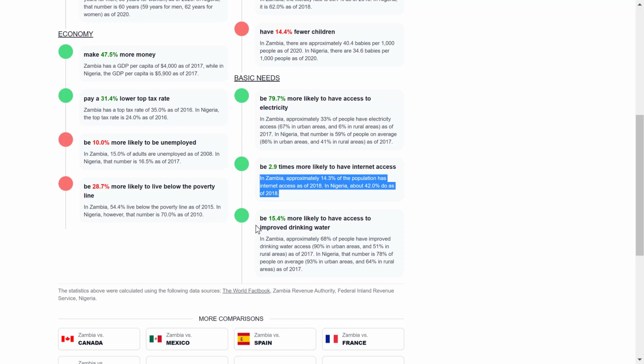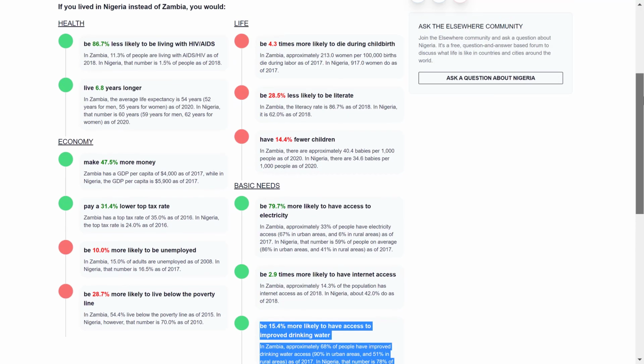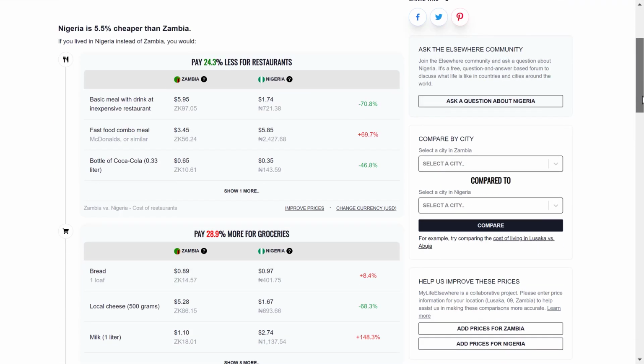Then here, access to improved drinking water. This one is questionable because Zambia has got a lot of water resources. I'm not sure about Nigeria. Then now here, if we come to the cost of living, so this is the thing, that Nigeria has got a terrible exchange rate, but from what I know, the cost of living there is way lower.